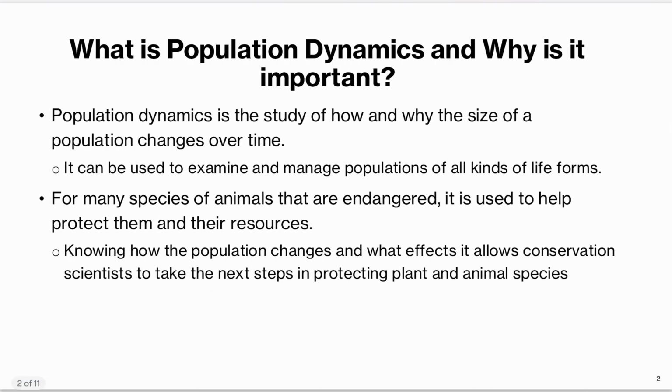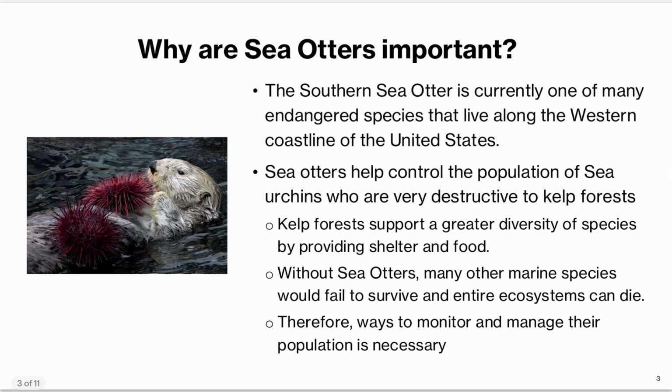So, what is population dynamics? Population dynamics is the study of how and why the size of a population changes over time. It can be used to examine and manage populations of all kinds of life forms. For many species of animals that are endangered, it is used to help protect them and their resources. Knowing how the population changes and what affects it allows conservation scientists to take the next steps in protecting plant and animal species.